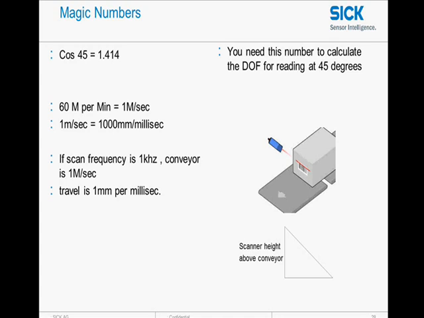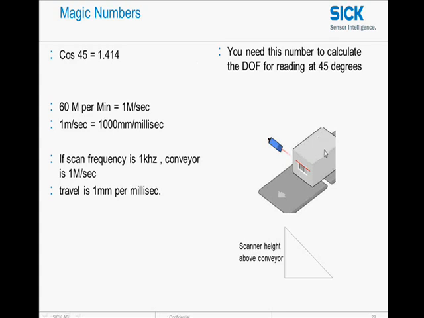So for example, if you had a 30 millisecond delay on your trigger into the scanner and the conveyor is going at 1 meter per second, that's 30 millimeters movement before that trigger even gets into the code reader to read the code. Okay, hopefully you've remembered cos 45 is 1.414. You can just remember 1.5 truthfully, just as a rule of thumb.